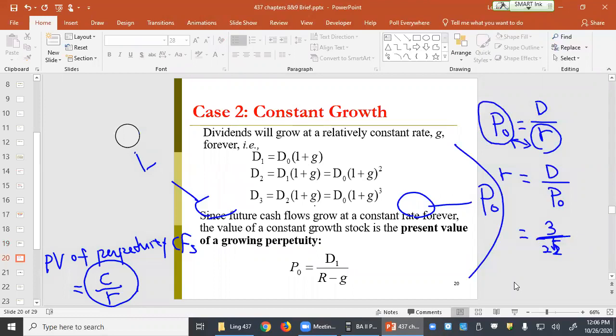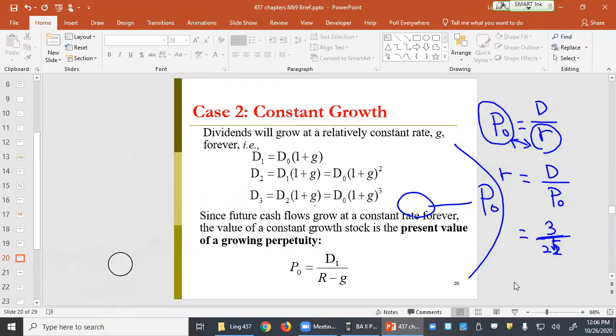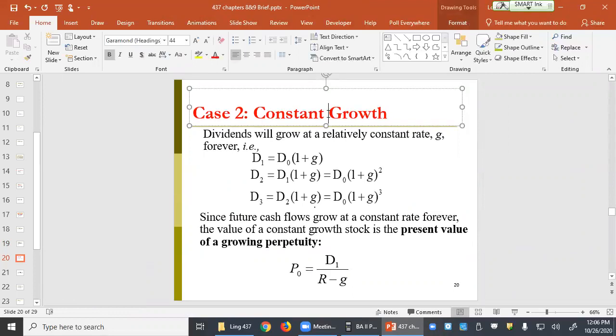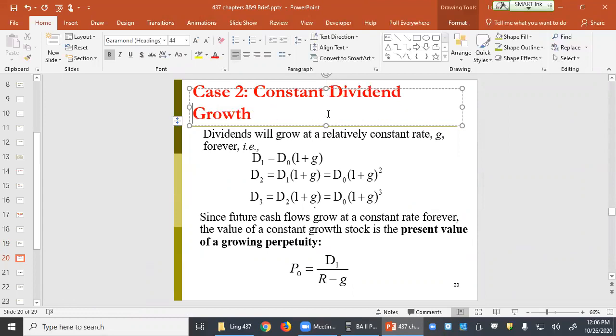Okay, so let's look at constant growth. We actually talked about constant growth in chapter 4 as well. What is constant? To be specific, it is constant dividend growth. It is the dividend growth rate that is constant. While case 1, the earlier model, was the what? Constant dividend, or 0 growth. But right now, it is the dividend that is growing at a constant rate.